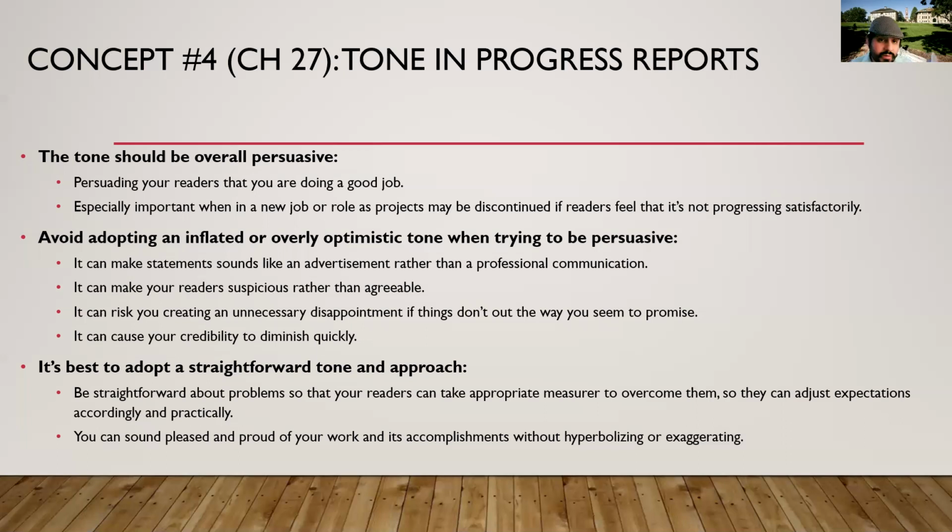So what do we want to do in terms of being persuasive? What we do want to do is adopt a straightforward tone and approach. We want to be straightforward about problems and potential problems, so that our readers can take appropriate measures and make appropriate adjustments, so that we can problem solve and adjust the reader's expectations and our own expectations accordingly and practically.